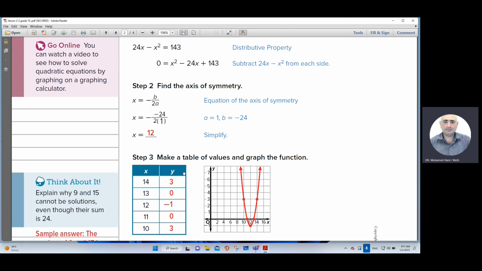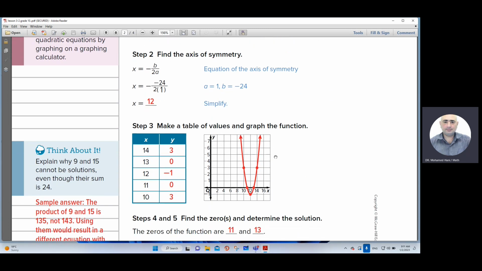Then we want to make a table of values and graph the function. So you can randomly choose 5 values for x. Then you can substitute each value of x in the equation to find the value of y. So when you substitute x equal 14, you will get y equal 3. And 13, 0, 12, negative 1, 11, 0, 10, 3, etc. So we can choose any points, no problem. Then you can represent these points as you see: the first point, the second point, third point, fourth point, and fifth point. Then connect them and you will get the curve of the function, the parabola here.